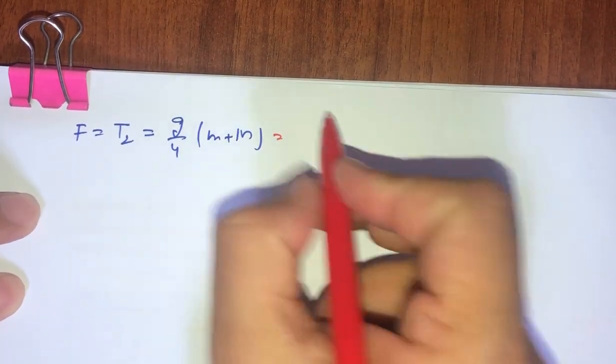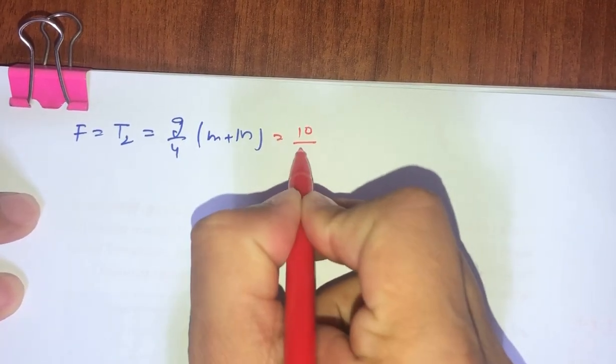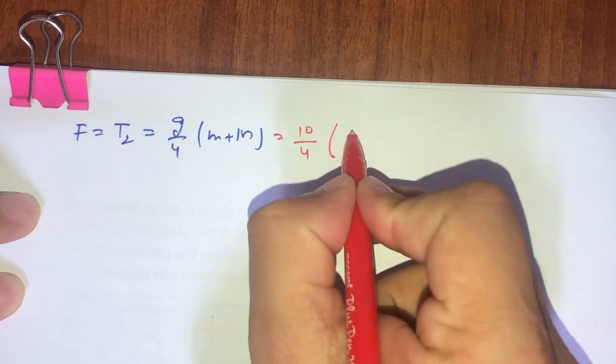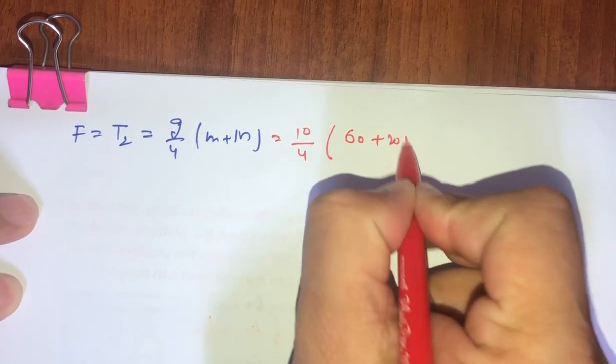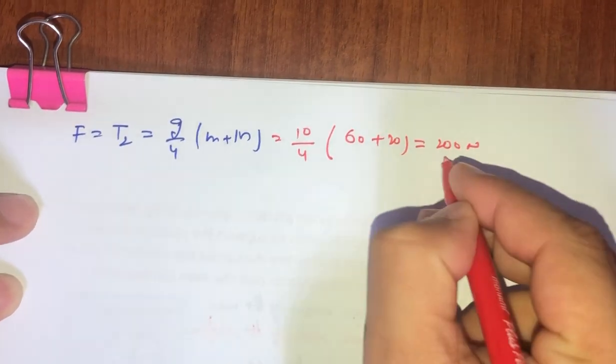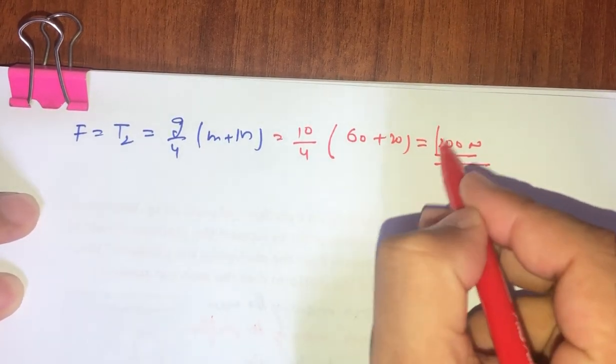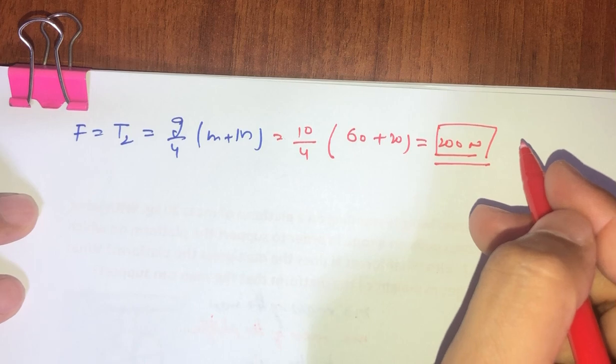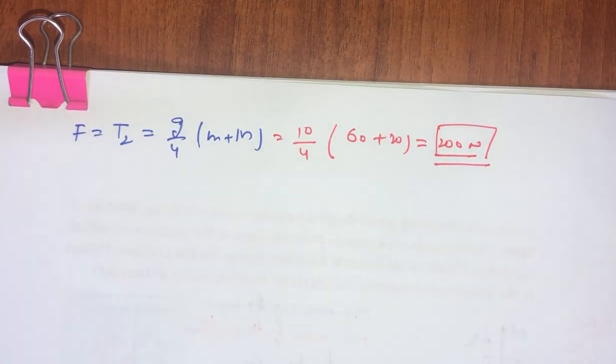We are supposed to take G as 10, so 10 by 4, and this will be 60 plus 20, and this will give us 200 newtons. This is our first part, in which we were supposed to find out the value of F.